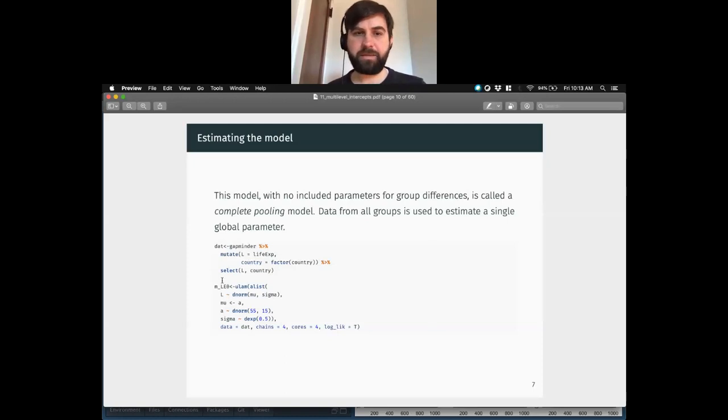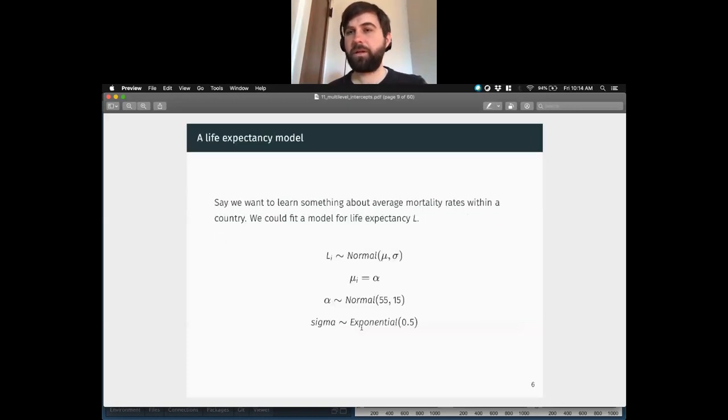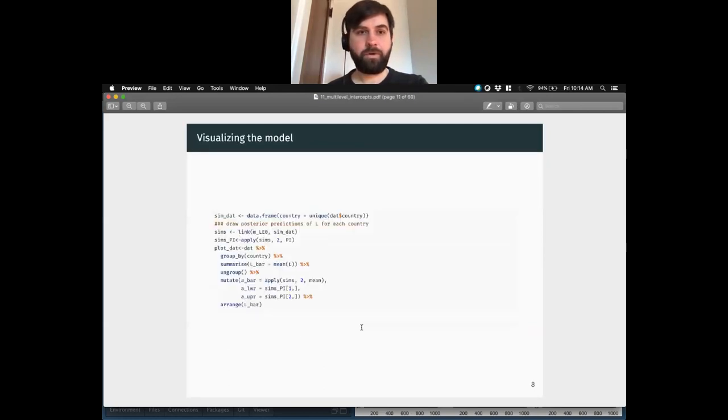So this is how I estimate the model, right? I'm going to turn country into a factor because I'm going to use that later. But this is the similar model that we've been estimating for quite a while now. Any questions on the specification here or here? We feel good about this? 3, 2, 1, go. Okay, cool.